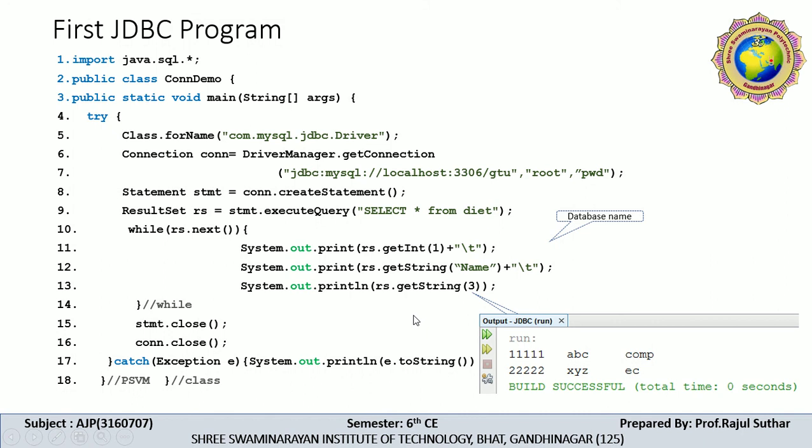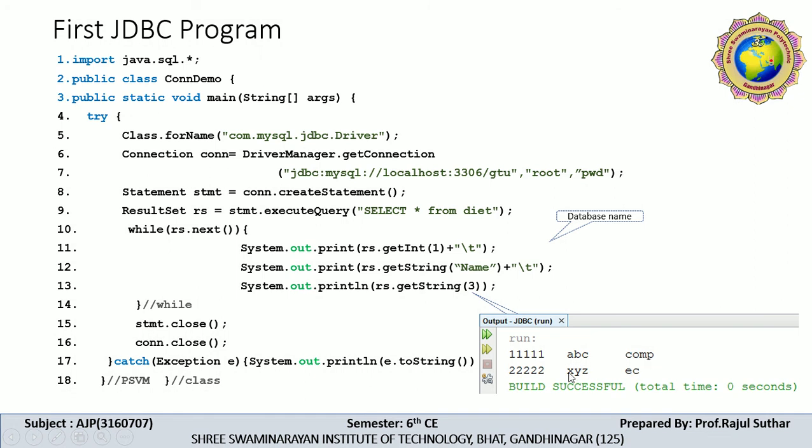So what is the output of this program? We are performing this program in NetBeans or Eclipse. This type of output will be displayed if your database connection is proper. What is your output? Here 1111, then the name is ABC, and rs.getString. getString is nothing but the string from your database.